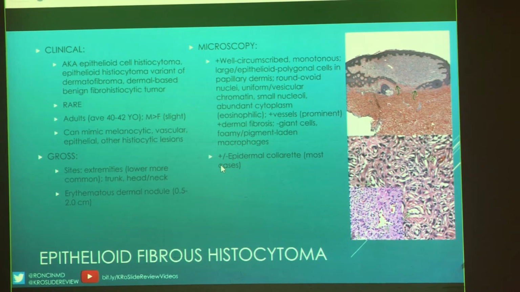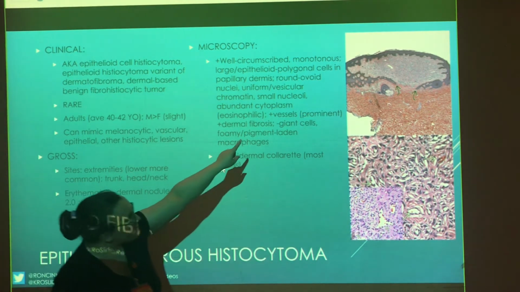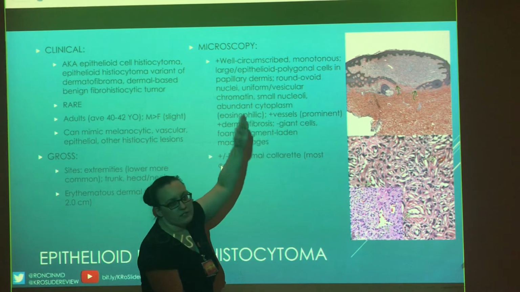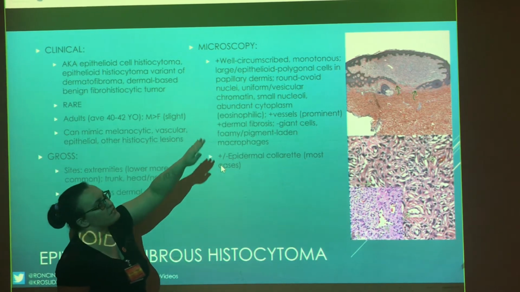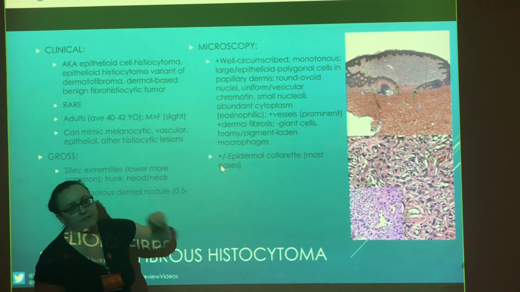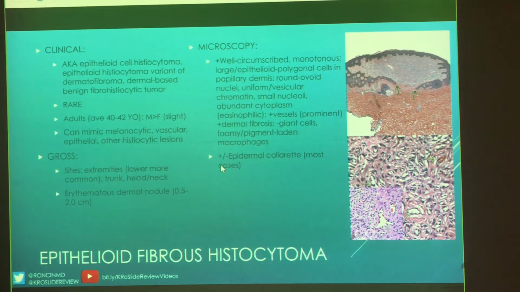You shouldn't see giant cells. You shouldn't see foamy pigment-laden macrophages. You can also often see that epidermal collarette. So the epidermal collarette, again, in that top figure, what you can see is you have the epidermis that's kind of just cupping right around the lesion, that very well circumscribed lesion, and you have this collar. You can envision almost like the neckband on a button-up shirt. That is your epidermal collarette.